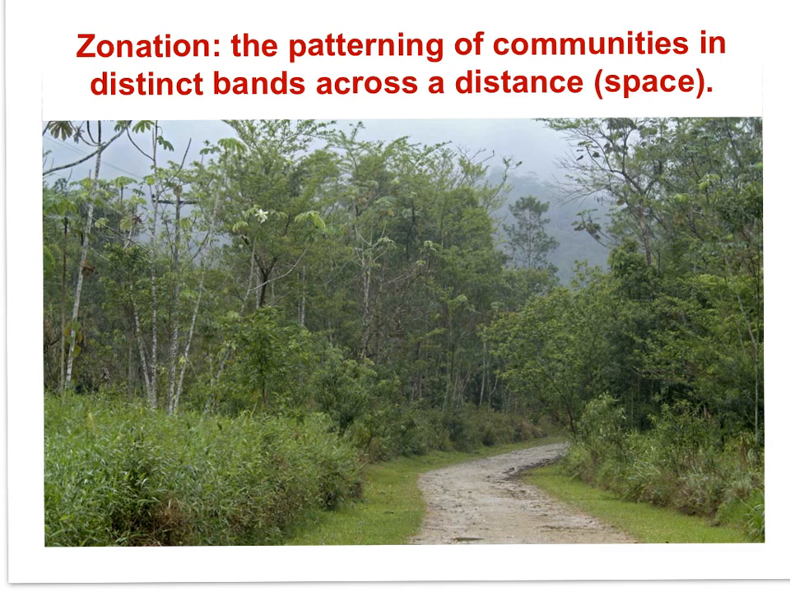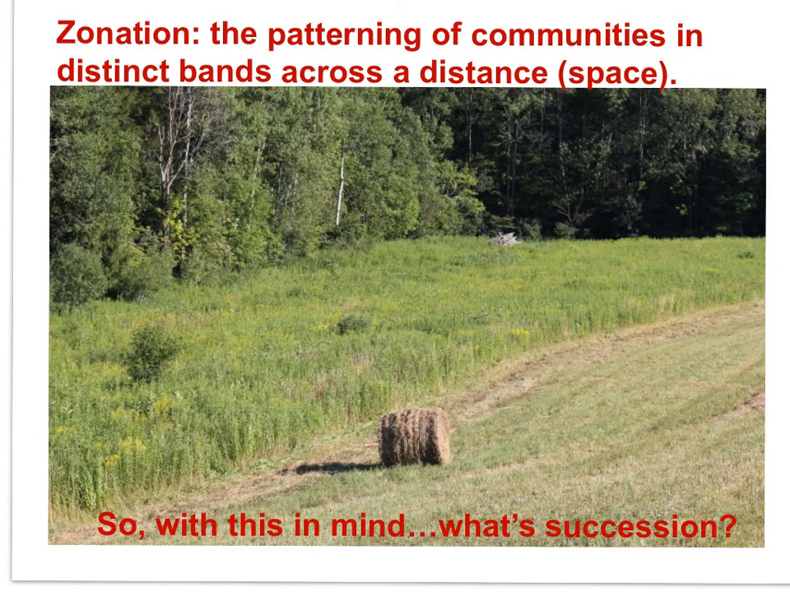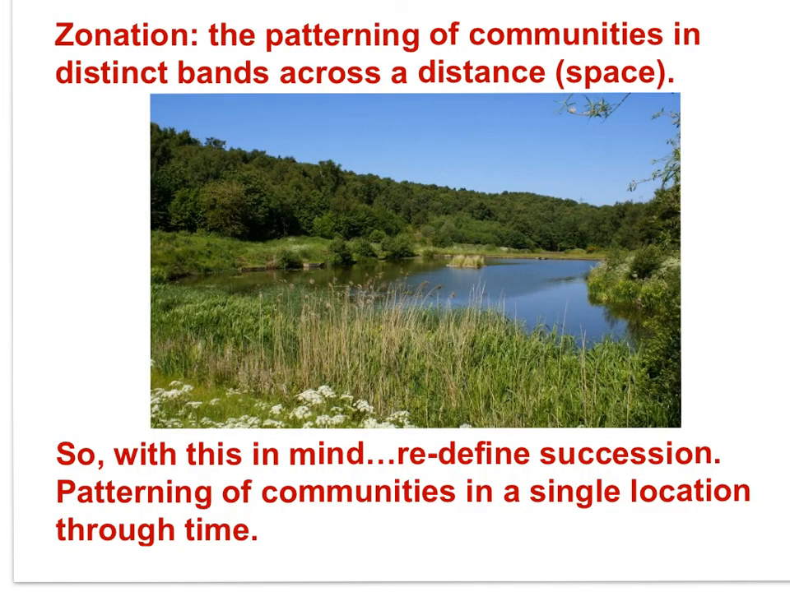Succession requires time. Zonation is the patterning of communities across space. We can see zonation in this photograph from the field to the forest, patterning across space. Succession is a patterning of communities across time. In this location, we can see pioneer species maintained by the regular disturbance caused by people. In this image of a small pond, we can see zonation from here to here to here, a patterning of communities in distinct bands across a distance, space. Succession is patterning of communities in a single location through time.